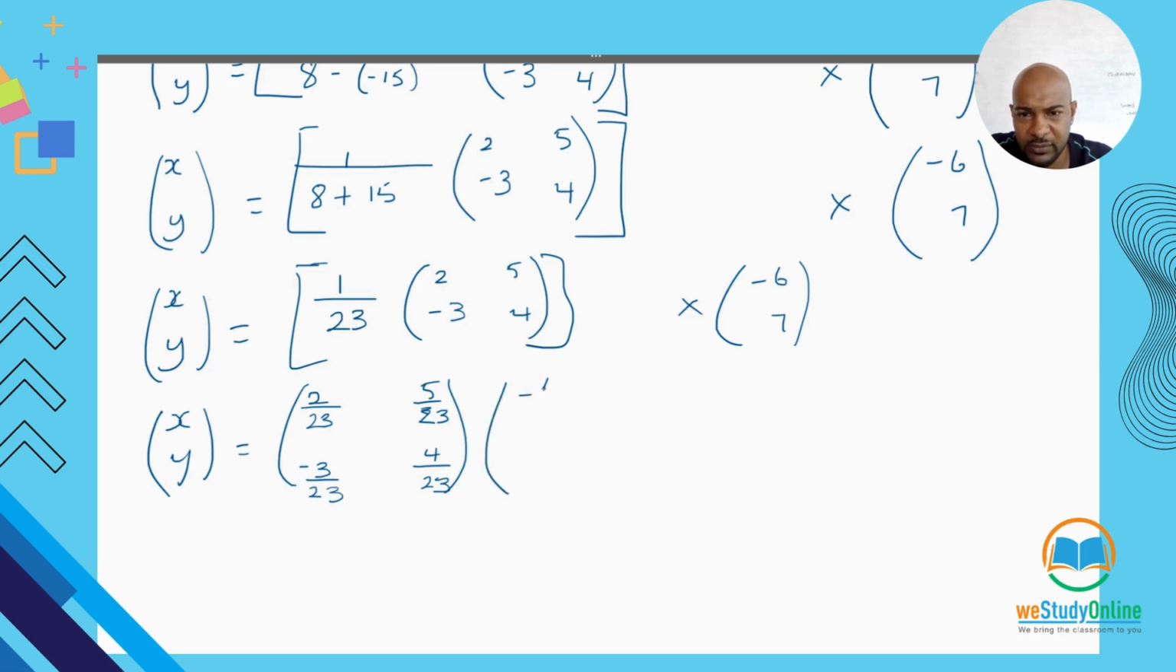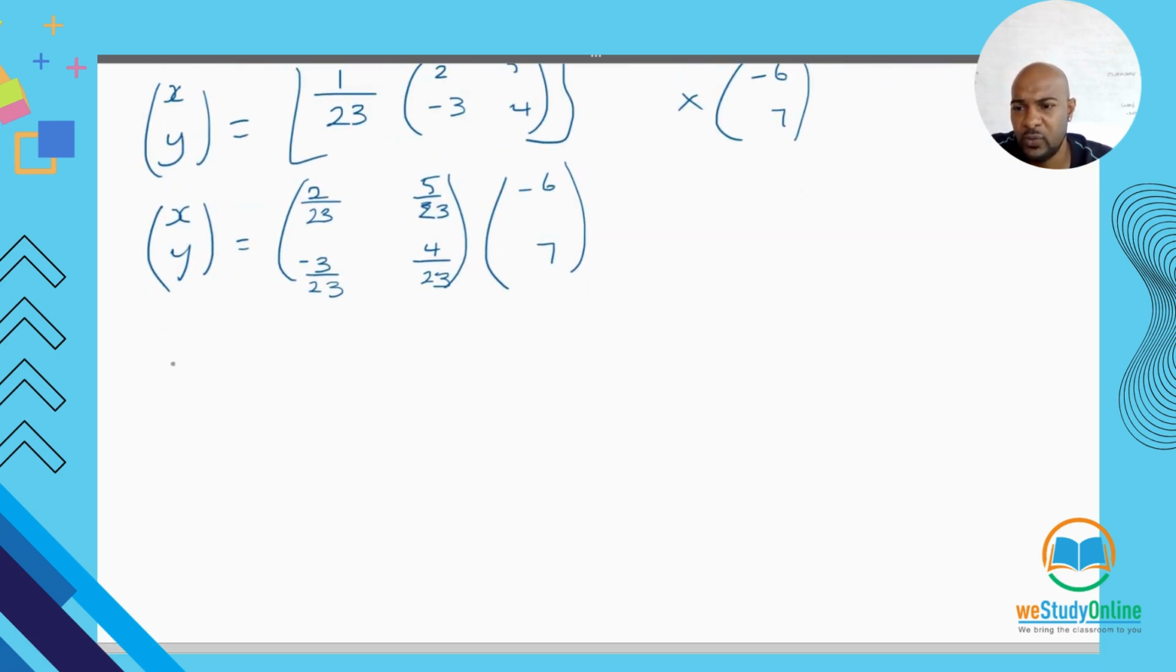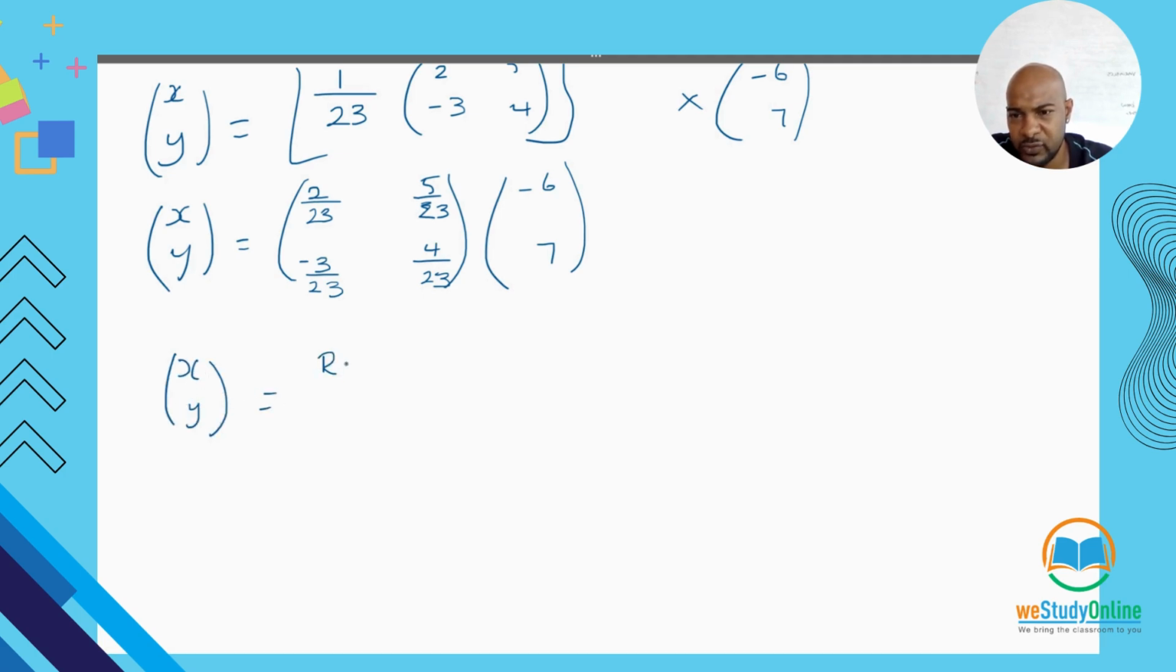And now we have to multiply by negative 6, 7, right? So remember, we have a 2 by 2 by 2 by 1. Our answer is going to be made up of 2 rows, I like to identify what my answer is going to look like up front, and 1 column. So to get the value that is going to come here, I have to multiply row 1 by column 1. So I'm doing row 1 by column 1.